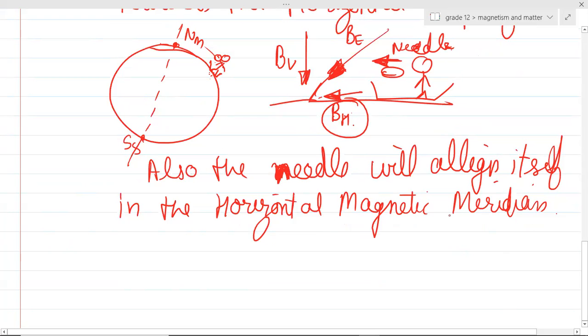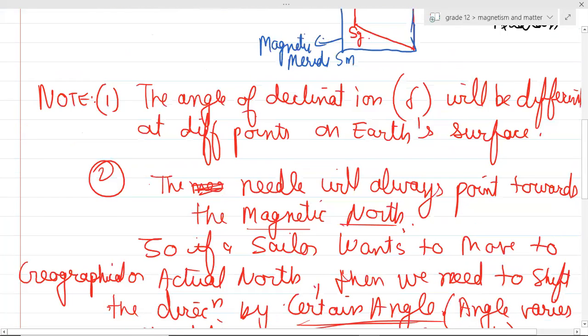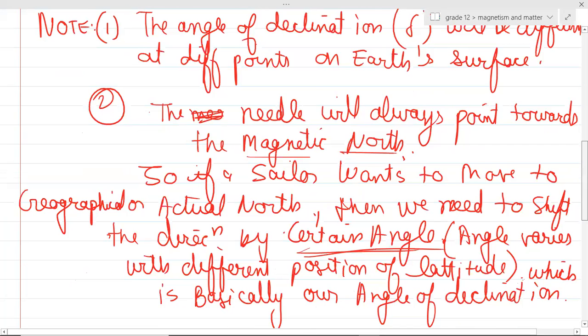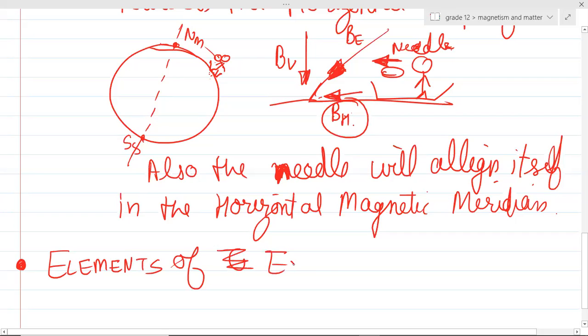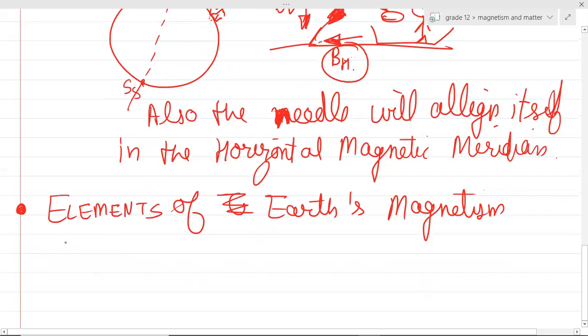So I guess these points are pretty much clear to you. Everyone understands what the horizontal component of Earth is, and what the angle of inclination and angle of declination are. So if someone asks you what the three elements of Earth's magnetism are, these are the three elements which, if you know them, automatically let you predict the direction of Earth's magnetic field.